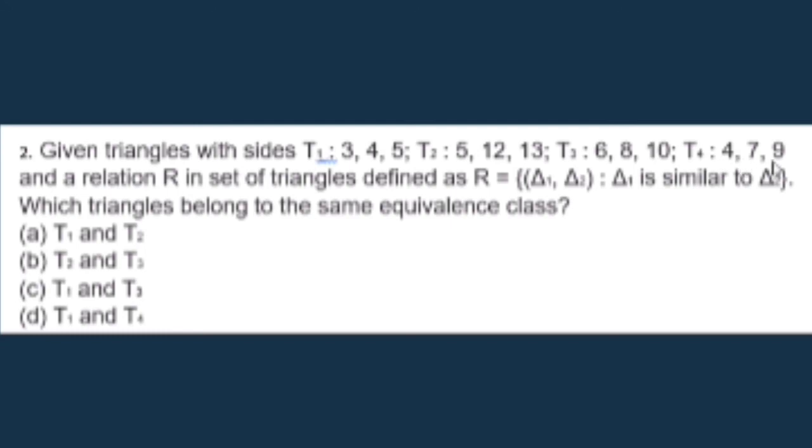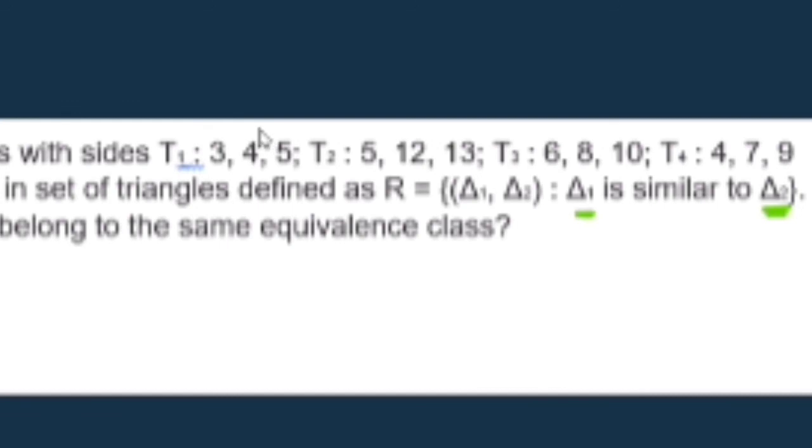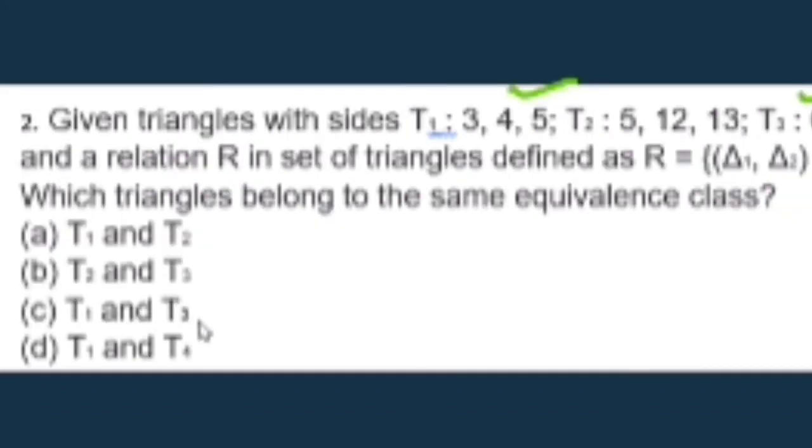Given triangles with sides, T1 is 3, 4, 5, T2 is 5, 12, 13, T3 is 6, 8, 10, T4 is 4, 7, 9. The relation is triangle 1 is similar to triangle 2. Triangles are similar. Which two triangles are similar? You can see that triangle 1 and triangle 3 are similar because the ratios are proportional. T1 and T3, because the ratios are proportional.